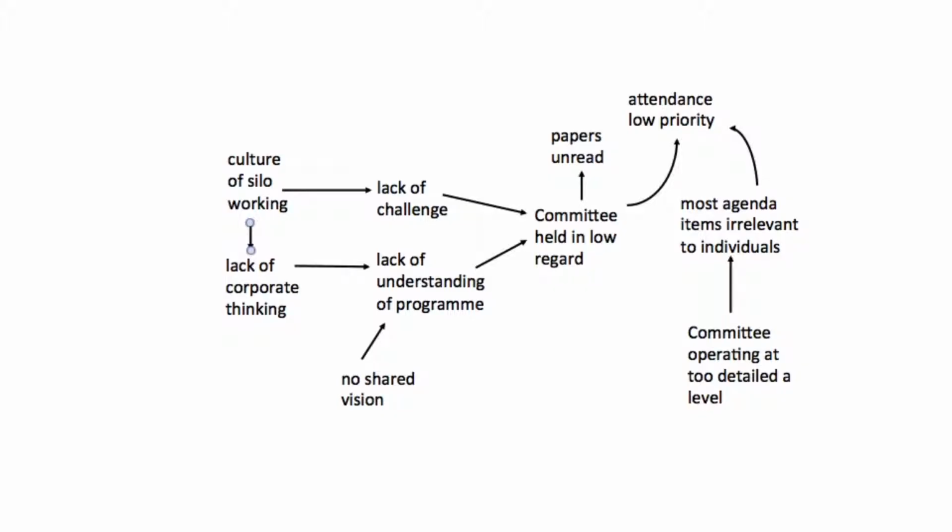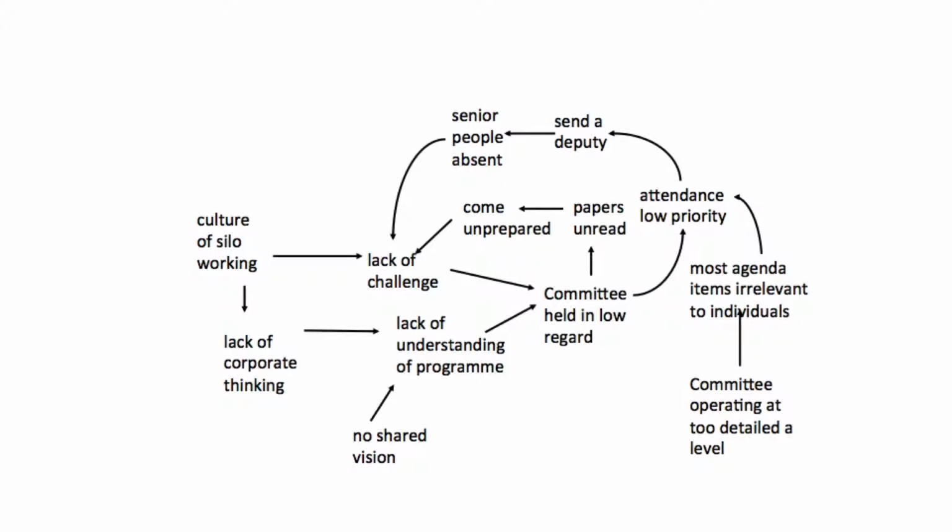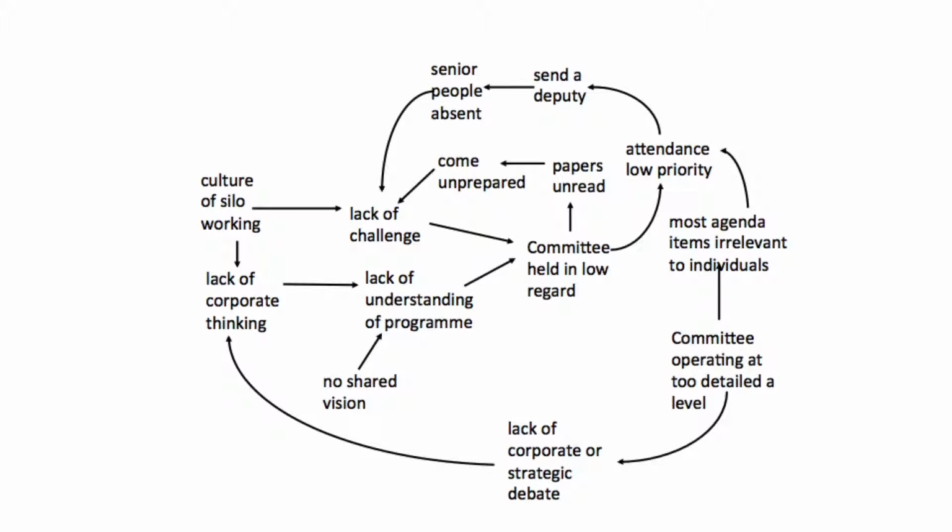And then you start to see that when attendance in a committee is low, well, why is it low? Because the committee's operating at too detailed a level, and most agenda items are irrelevant to individuals. If attendance is a low priority, they send a deputy. If they send a deputy, it means the senior people are absent, and then there's a lack of challenge. So it all starts to unfold.